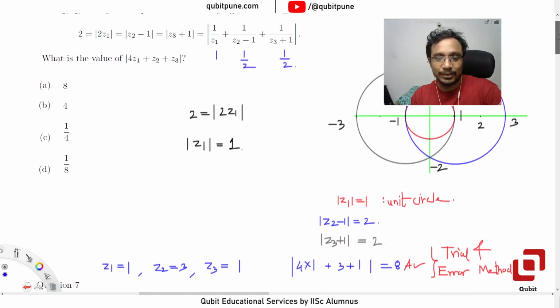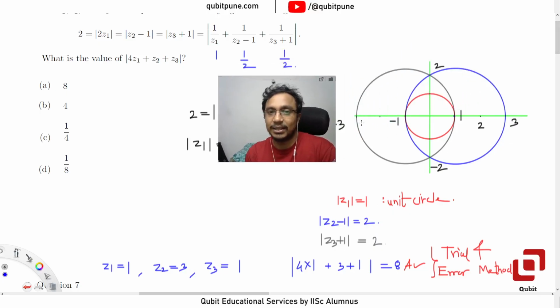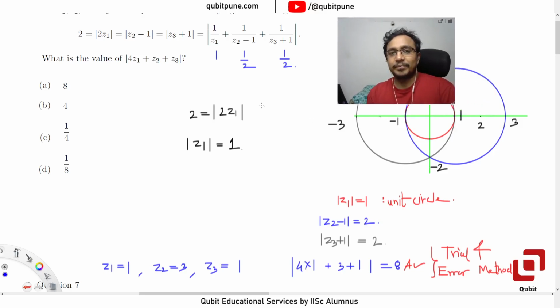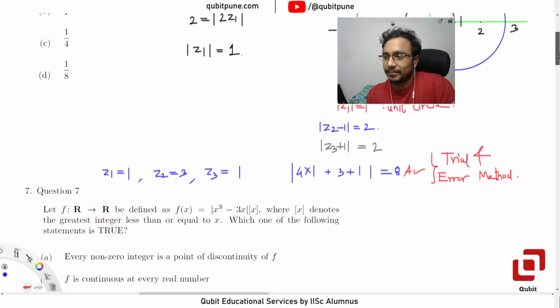I took Z1 to be 1 because that was the simplest. I did not want to make it any larger, because I don't know about the denominator of Z1, but I kept it as 1, and for Z2 minus 1 and Z3 plus 1, I assigned 2, and I luckily got the answer. If you have done it, then please let me know any other method.